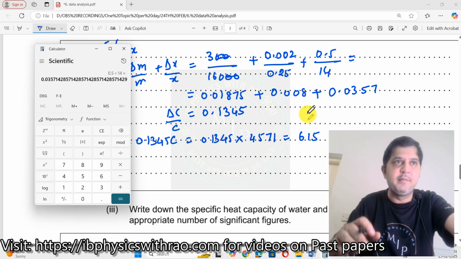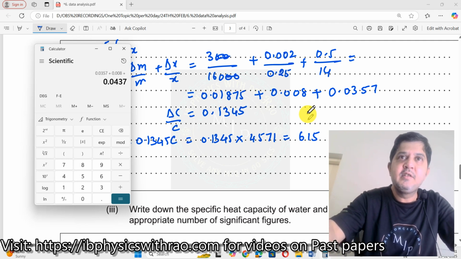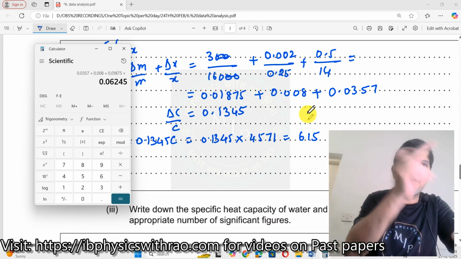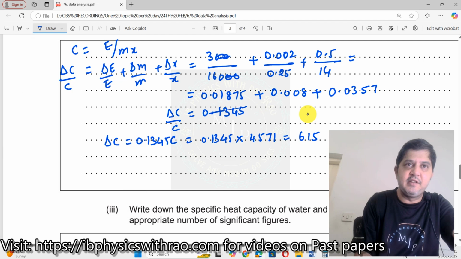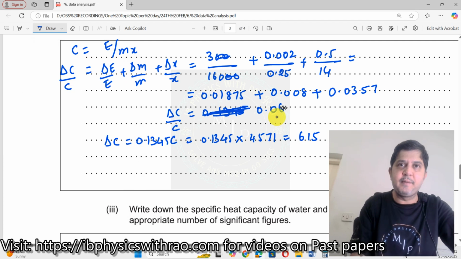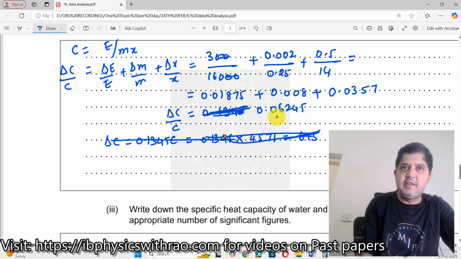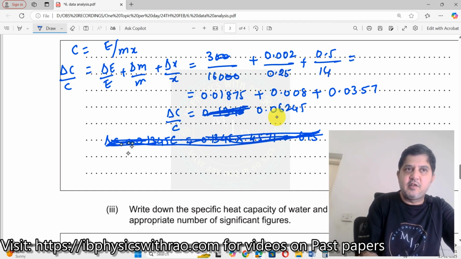Okay, I think I made a mistake here. 0.0357 plus 0.008 plus 0.01875 will be 0.06245. Okay, I made a mistake here. This is incorrect. This should be 0.06245. So the whole thing goes away, because I have written this in my paper, so I just cross verified it.